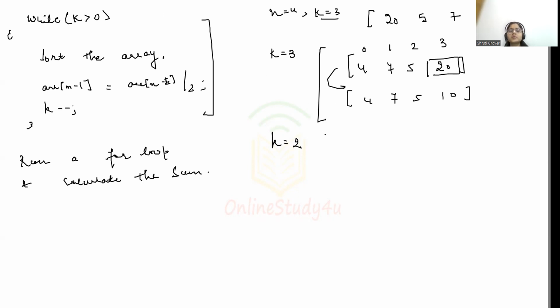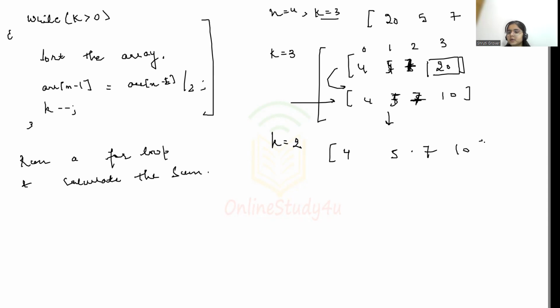Okay. 2 is also greater than 0. It will go into the while loop. Again, it will sort this array. This was already sorted. So 4, 7, 5, 20. One thing I have done, 4, 5, 7, 20. Correct, 4, 5, 7, 20. So when I sort it, it's already in sorted order. So it will be 4, 5, 7, 10. Correct.